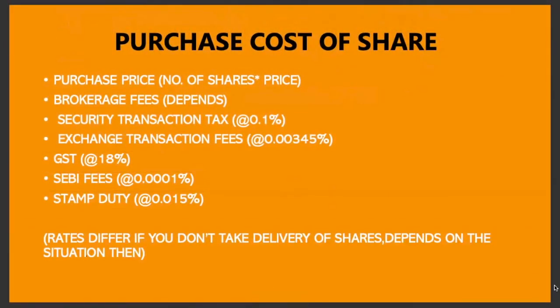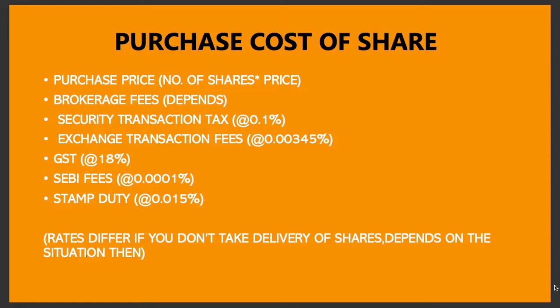Okay, so let's sum up what we have talked about. First, we talked about heads of income. Then the second, we talked about classification of income from shares. The third we discussed was losses. And now we're going to discuss the purchase cost of a share, which is very important.